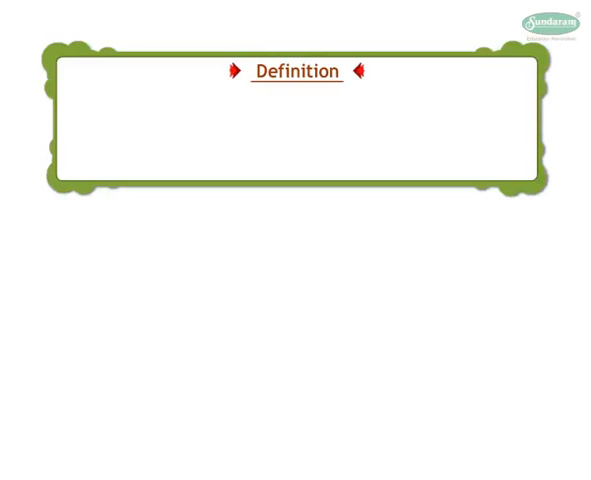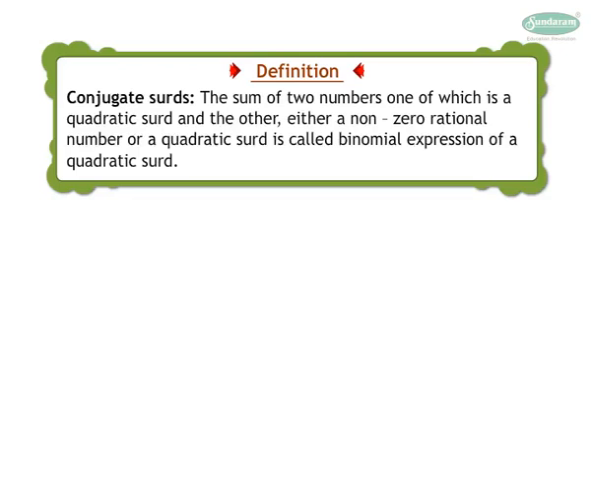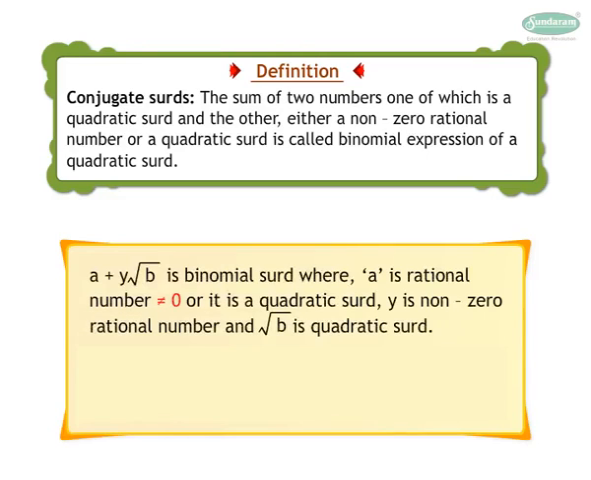We now move ahead to another type of surds, which is called conjugate pair of surds. The sum of two numbers, one of which is a quadratic surd and the other either a non-zero rational number or a quadratic surd, is called a binomial expression of a quadratic surd. A binomial surd is expressed as a plus y root b, where a is a rational number not equal to 0 or it is a quadratic surd, y is a non-zero rational number and root b is a quadratic surd.